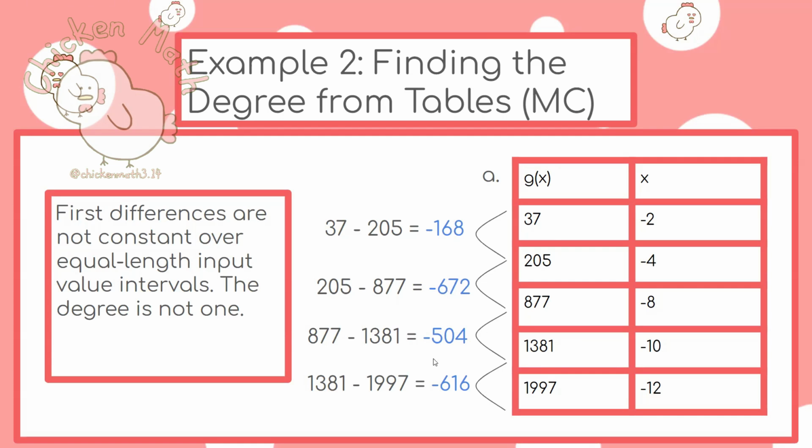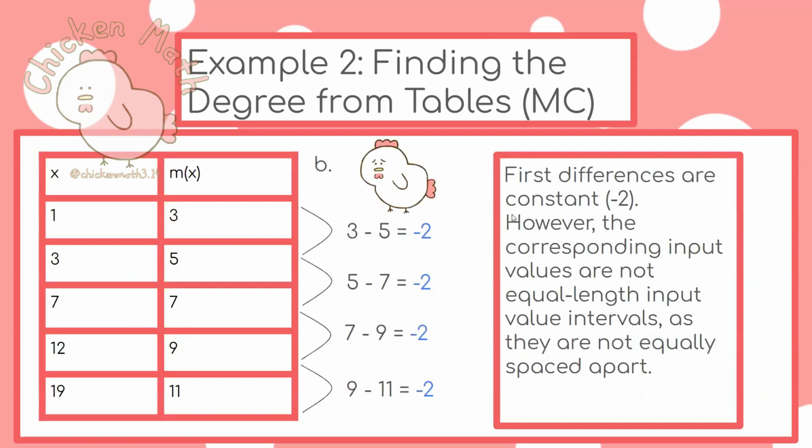So since these first differences are not constant, that means g of x cannot have a degree of 1. Therefore, A is not an option because we're looking for a function that has a degree of 1 based on these given tables. All right, we're going to look at B now.